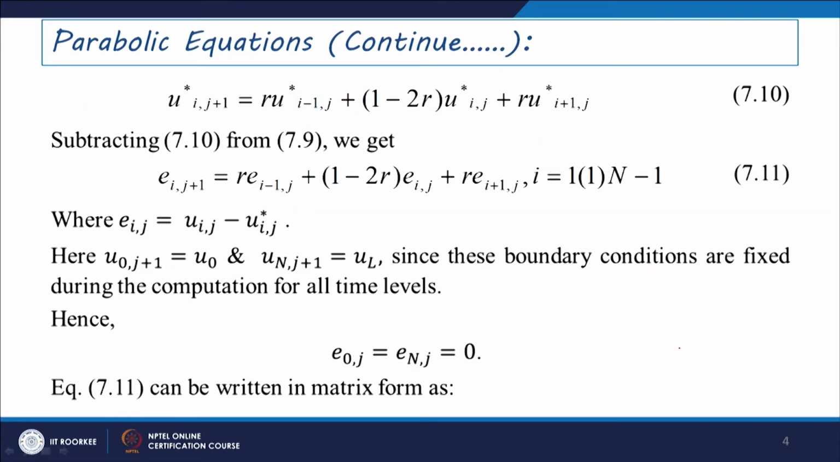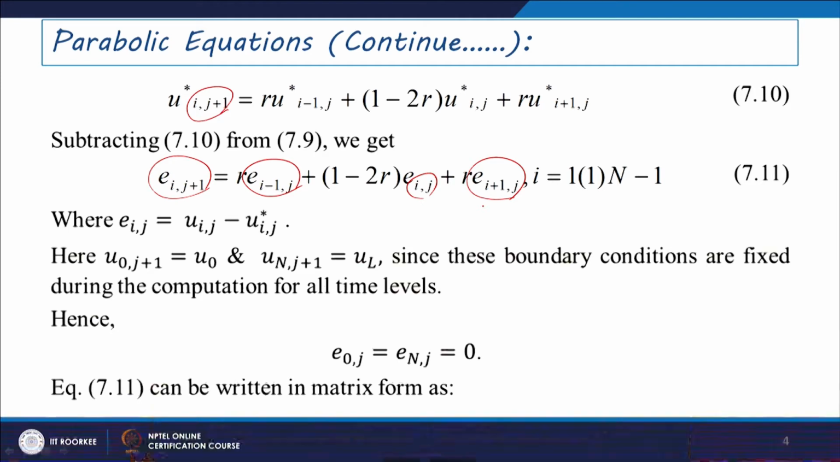If we subtract the approximated solution from the true solution, then at the i j plus 1th point the error will be e i j plus 1, and similarly the error propagates for each of these grid points in the form e i minus 1 j, e i j and e i plus 1 j, where i varies from 1 to n minus 1. We know that along the boundaries the values are exact, since the exact solution is provided along the boundary, which must be satisfied at each time level of the calculation.